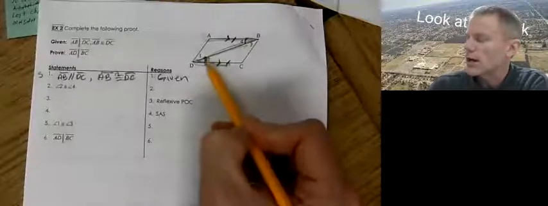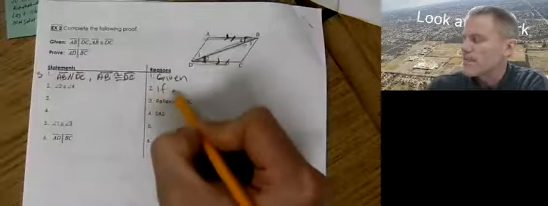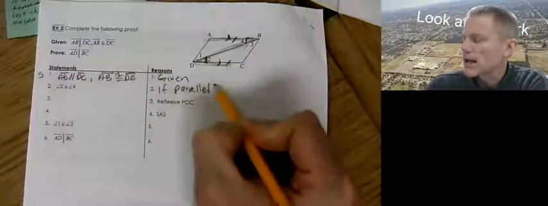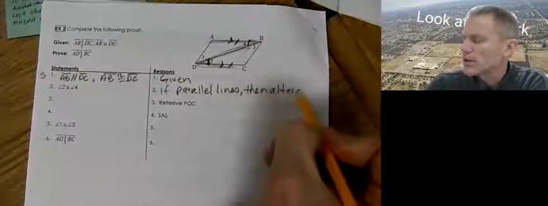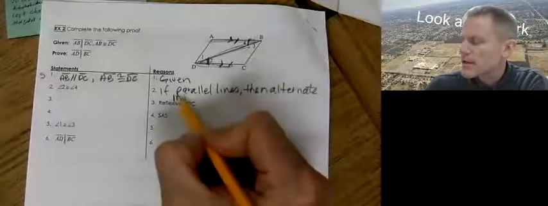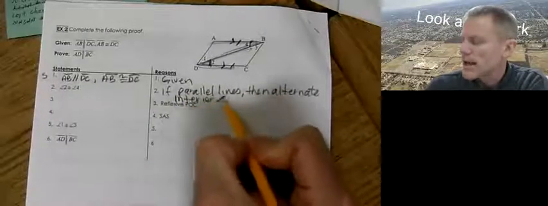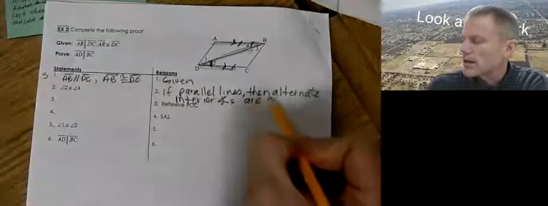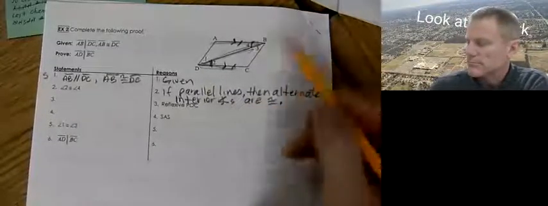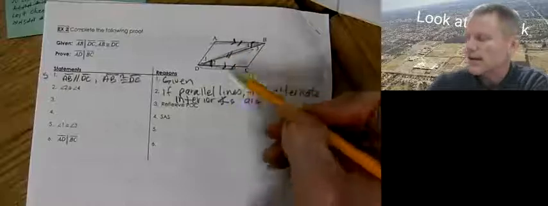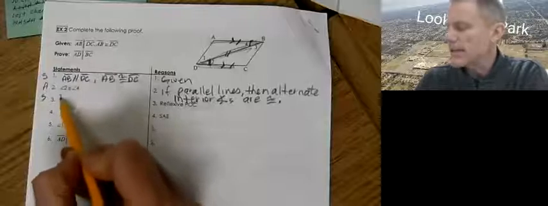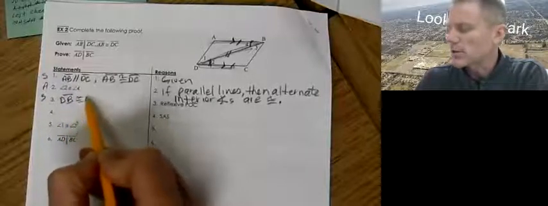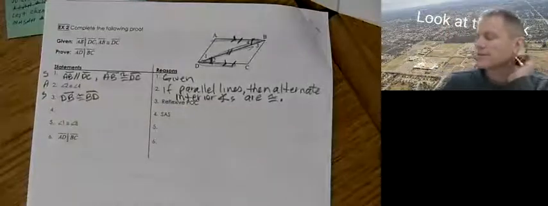So angle 4 and angle 2 are congruent. If parallel lines, then alternate interior angles are congruent. We also have the reflexive side, that DB is congruent to BD. That's the reflexive side.